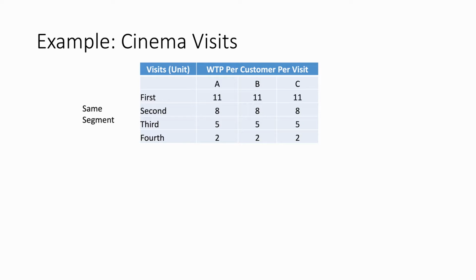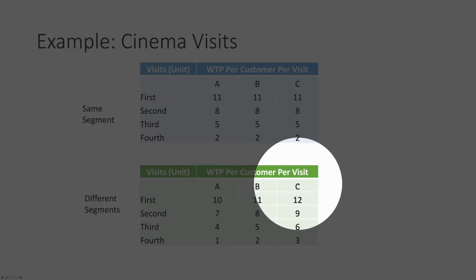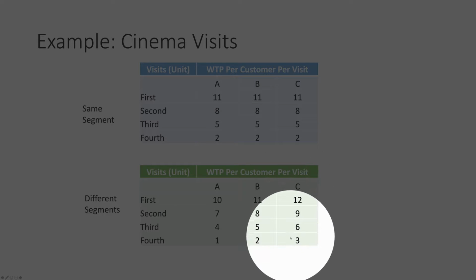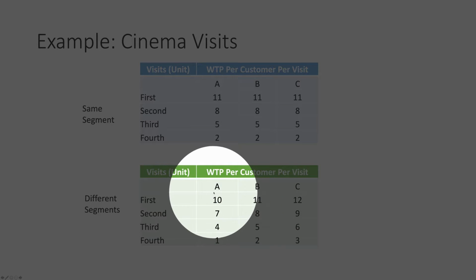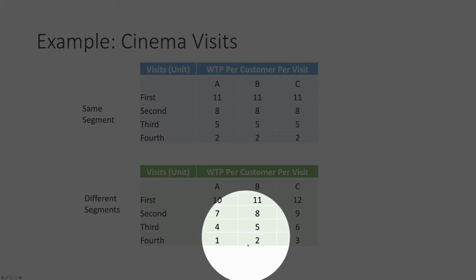And the willingness to pay information is identical for all three segments. Again, customers are willing to pay more for the first visit, then the second one, then the third one, then the fourth one. So the dollar values are 11, 8, 5, and 2. Now let me introduce a second market structure where again we have three segments, A, B, and C. The difference is now the three segments have different numbers in their willingness to pay. Although within each segment, their first cinema visit willingness to pay is higher than the second, third, and fourth.